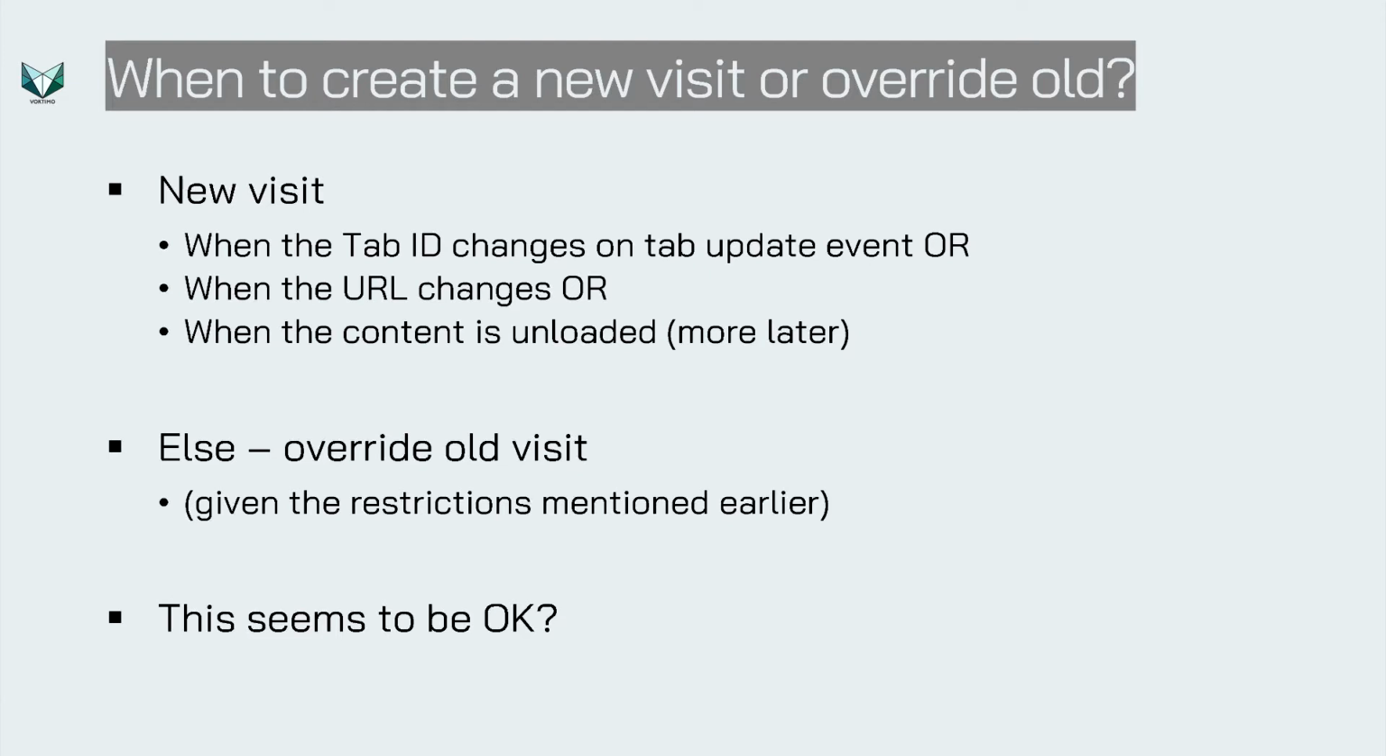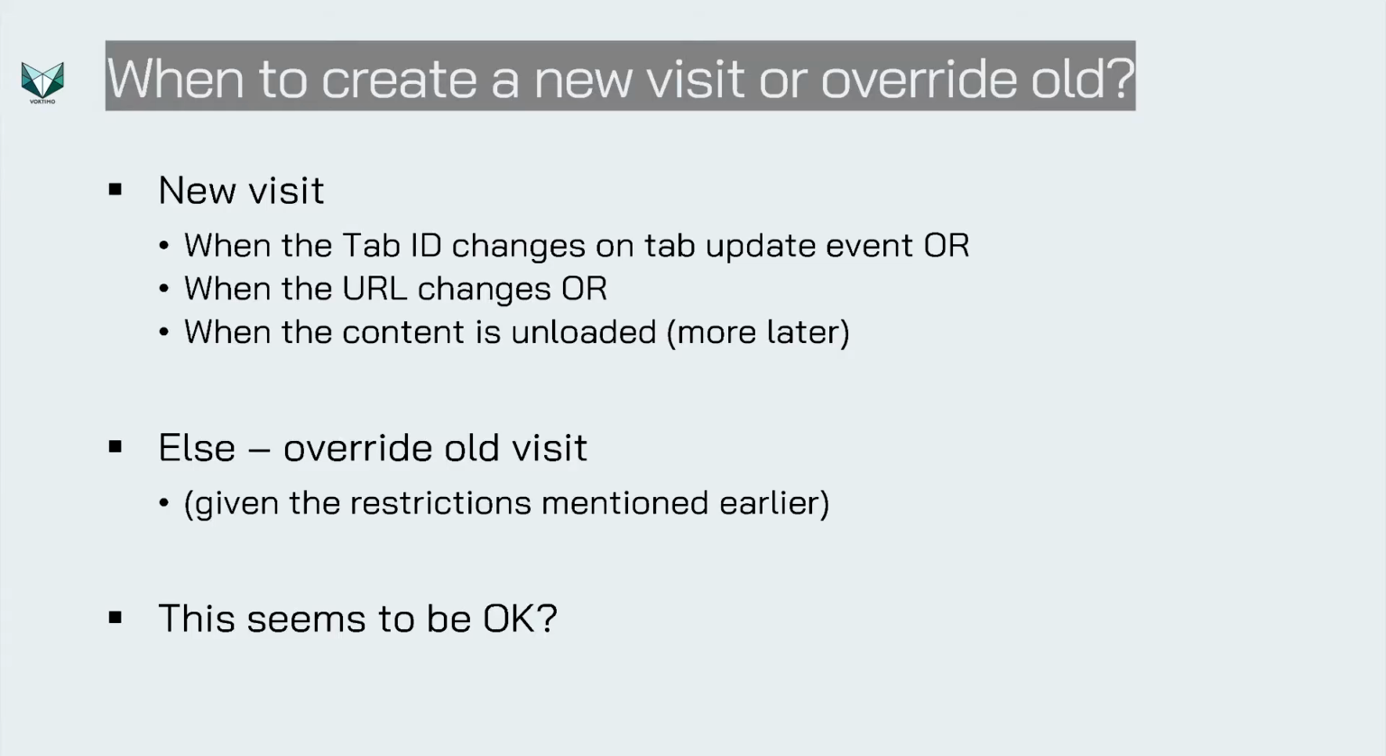We say it's a new visit when the tab ID changes. So, we open up a new tab, then we have to create a new visit. We can't overwrite the old one because you'd be overriding the previous page that you've been to. Or when the URL changes, which seems like a good idea, or when there's content unloaded. And we're going to talk about that a little bit later. What happens when content gets unloaded?